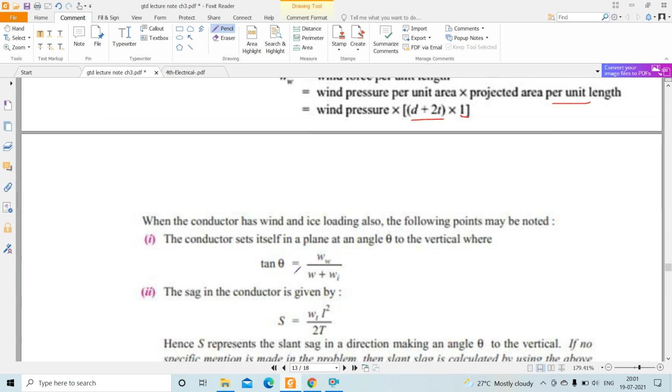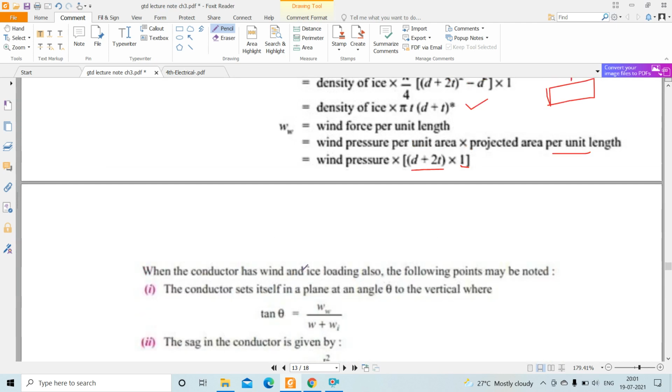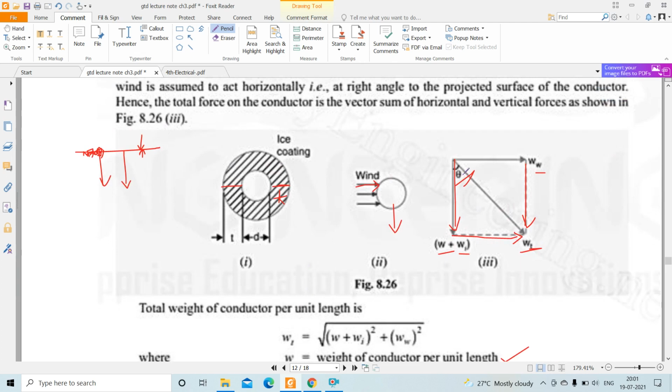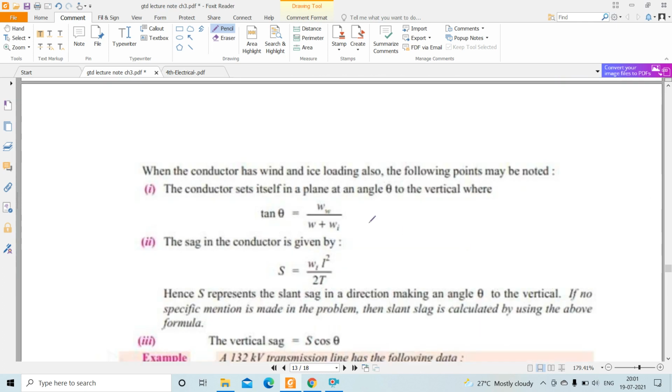So here, tan theta is what? Tan theta is P by B. If theta is set here connected with this line, then P is this line and B is this line. We can write tan theta is equal to Ww divided by (W plus Wi). That is written over here. This is tan theta.